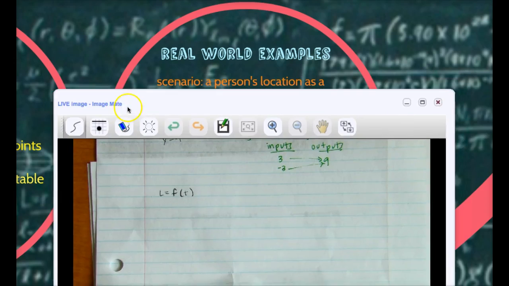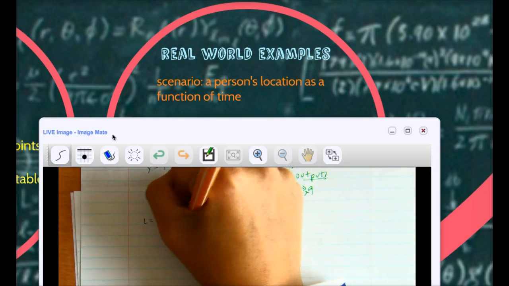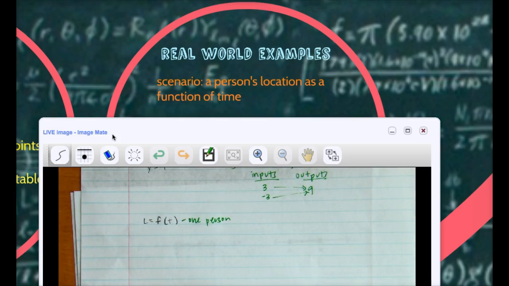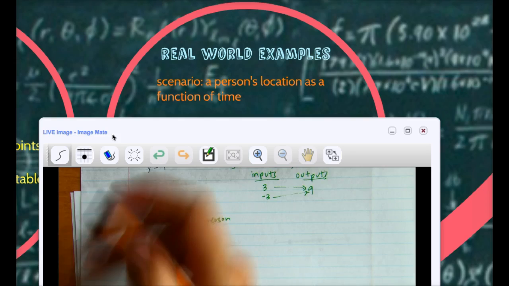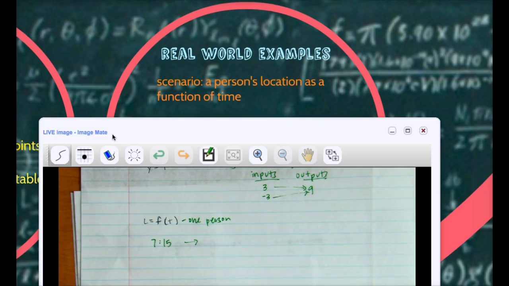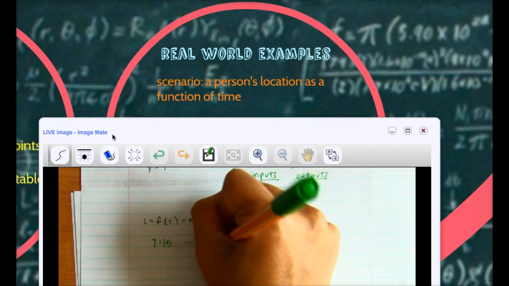So let's look at that top one. A person's location as a function of time. I'm going to go through this one with you, and then you're going to be looking at the next one. So if I list out my location, so this is just one person, you can consider your schedule. At 7:15, what was your location? In my case, I was in the teacher's lounge.